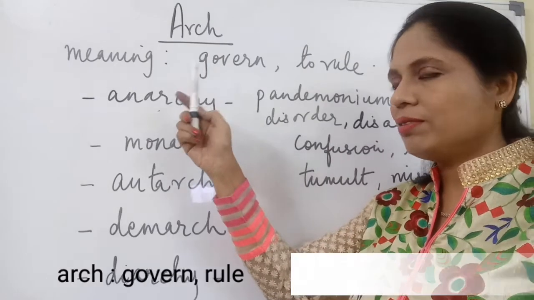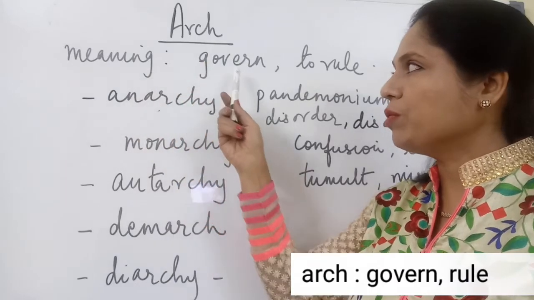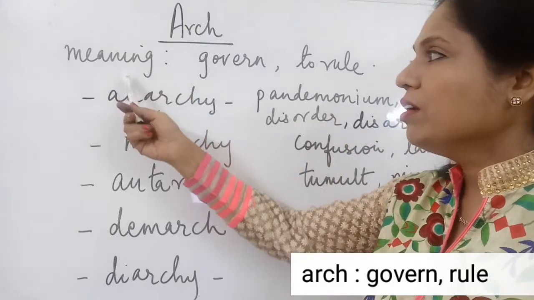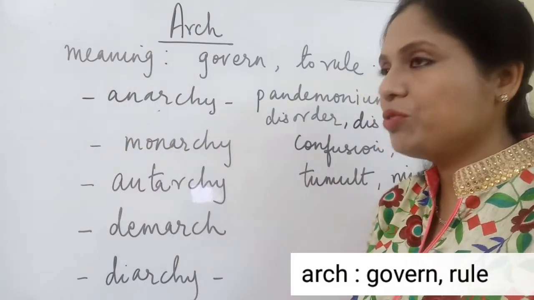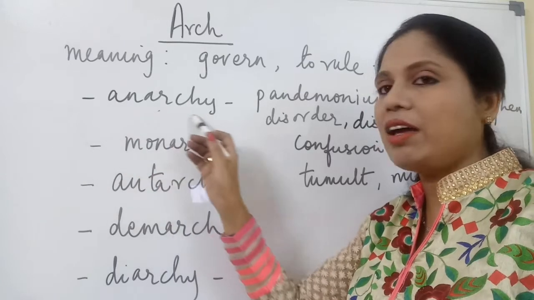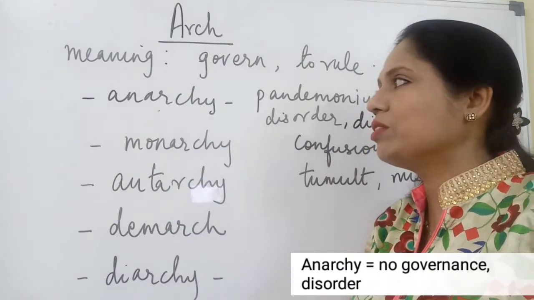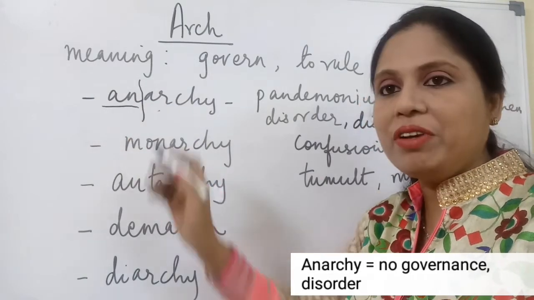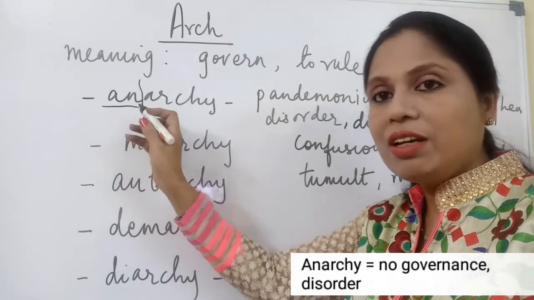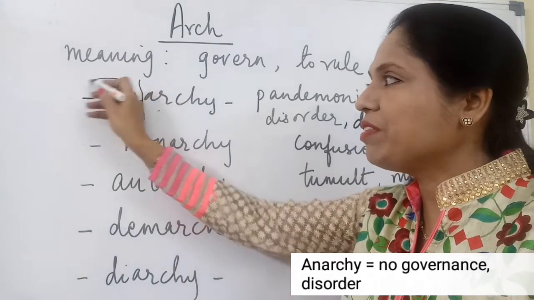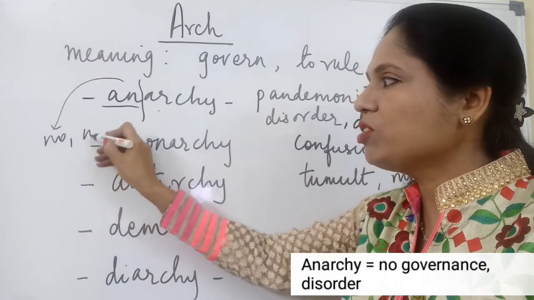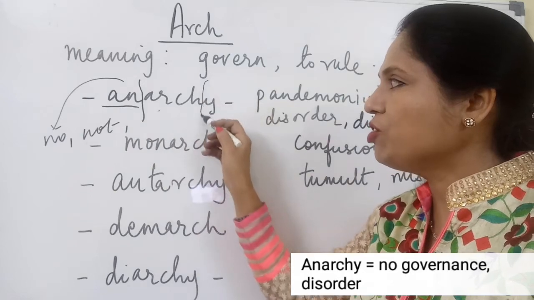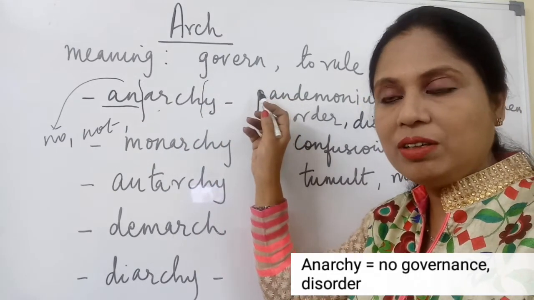Arch or arc. The meaning of this root word is to govern or to rule. There are some words that I've brought from this root today. The first one is anarchy. Let's understand this word. This word contains two parts. The first one is a prefix, which is an. An is a prefix which means no, not, or without. So anarchy, and arch of course means govern.